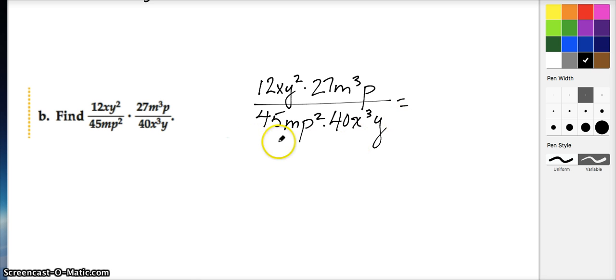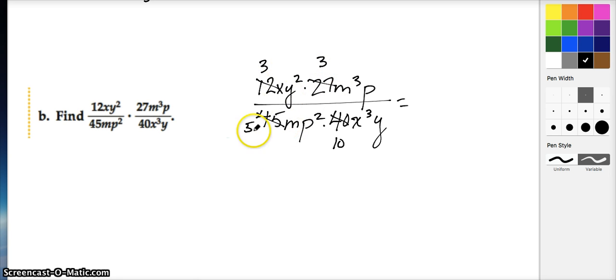And I'm going to do the same thing. We've got a lot of numbers. Let's take care of our numbers first, right? So here I have 12 and 27, 45 and 40, and I can look for common factors. If I think about 12 and 40, they both have 4 in common. So I divide both by 4 and I'm left with this. And then these guys have 9 in common. So I divide this by 9, I get 5, and I divide this by 9 and I get 3.